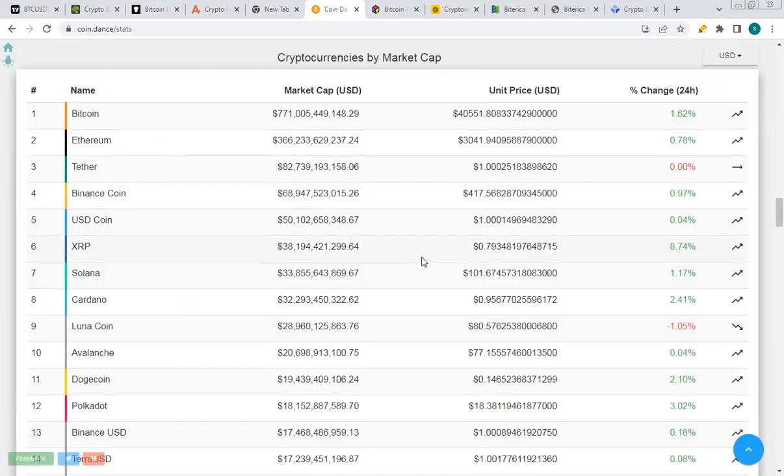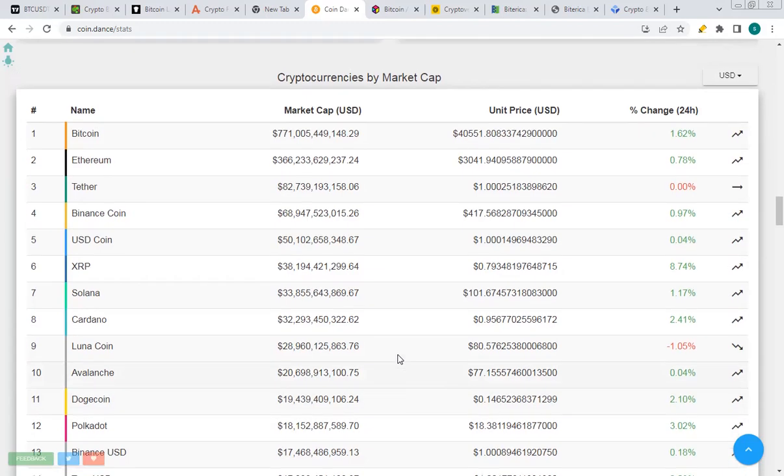And if we have a look here at cryptocurrencies by market cap, Bitcoin leading the way, Ethereum followed by Tether, Binance Coin, USD Coin, XRP up there, Solana up there, Cardano at number 8, Luna, Avalanche, and Dogecoin at number 11. Okay, so cryptocurrencies by market cap.